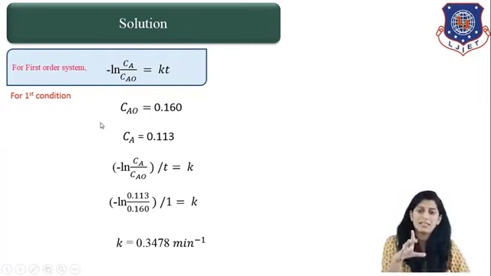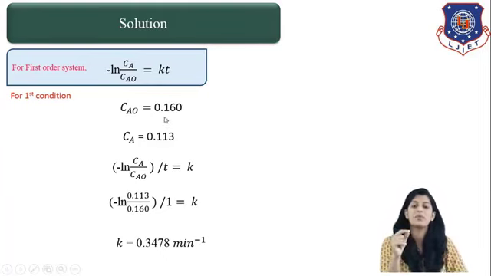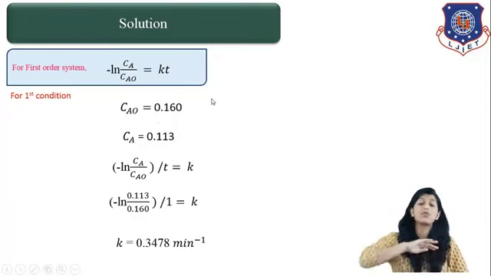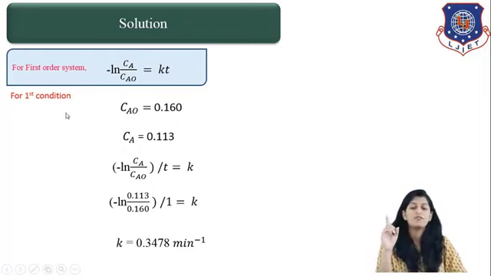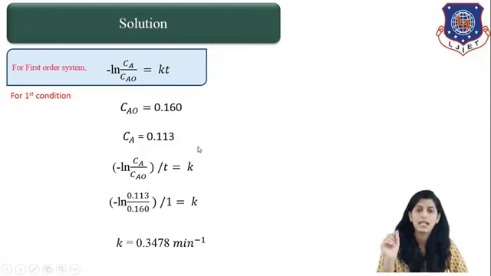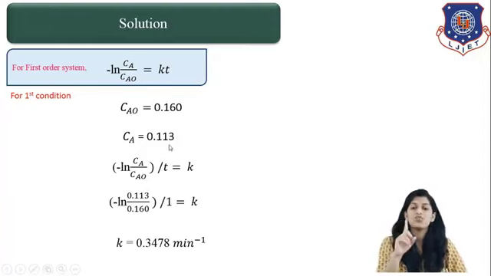So for the first set of data, Ca0 is equal to 0.160. This Ca0 will remain constant for all the given sets of data, right? Now for the first condition, Ca is 0.113 and t is 1 minute.